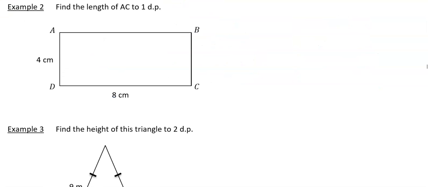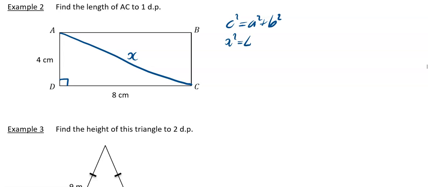Okay, a couple of problems for us now, some different types of questions. It says in this question, find the length of AC. Now let's just draw on what AC is. AC is your long diagonal, which you can see forms a right angled triangle. So I'm going to call it x, and then I'll just say c squared equals a squared plus b squared. That's my Pythagoras theorem. So x squared is equal to 4 squared plus 8 squared. Nicer numbers this time. So x squared equals 16 plus 64.